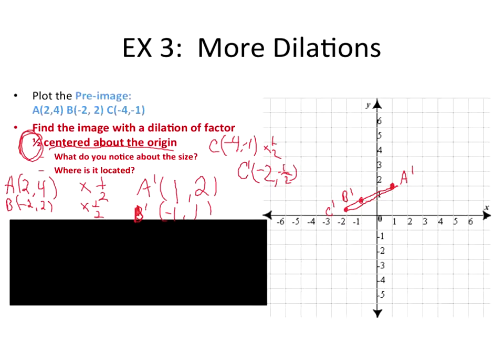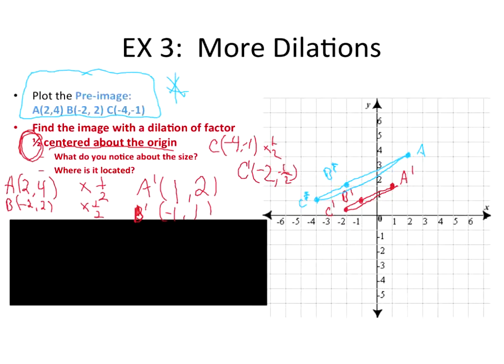I'm going to come back to my pre-image for just a second at the top, and I want to show that to you in blue so that we can talk about what happened. So my original was 2, 4. There's my A. -2, 2. And my C was -4, 1. Oops, no primes, just A, B, C. Okay, so look at my blue to my red.